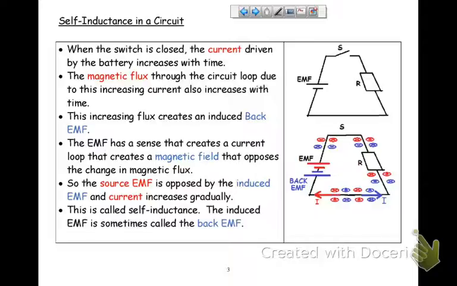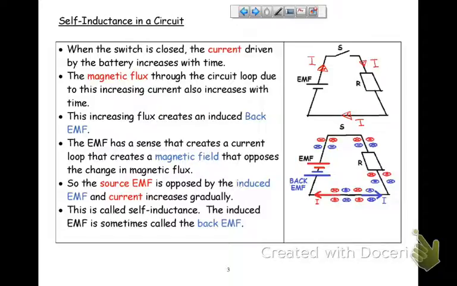So we have a circuit. For some reason I drew it like a Star Wars circuit. I have no idea why I did it like this. But anyway, we have an EMF, we have a switch, we have a resistor. We close the switch and current flows from the positive through the external circuit. So we have a current flow like this. There's my current flow, and that current flow causes a magnetic field.